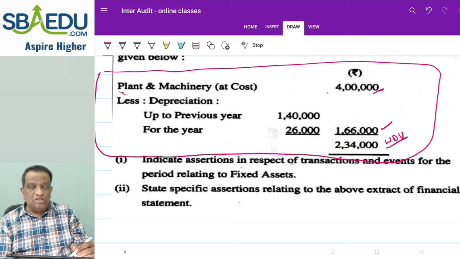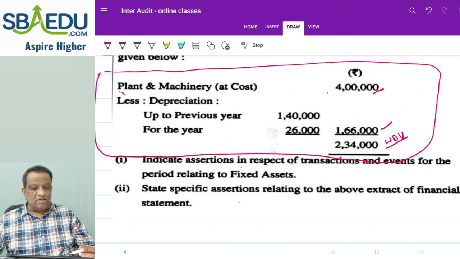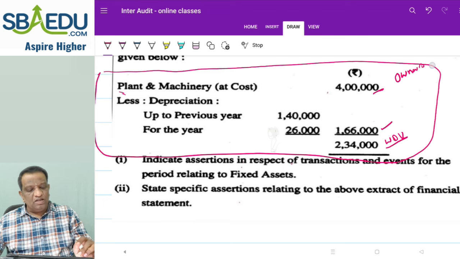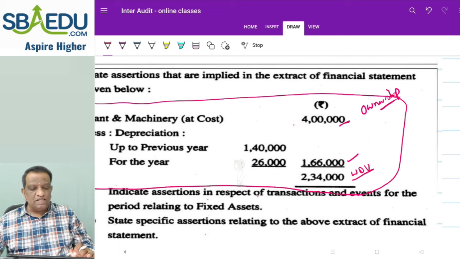That is, if it is not owned by them, say, imagine if it is rented by them or taken on hire, it would have gone to P&L. But because they are showing it in the balance sheet, management is indirectly telling that I own this plant and machinery. So the ownership is implied here. The management is the owner of it. The ownership is implied.